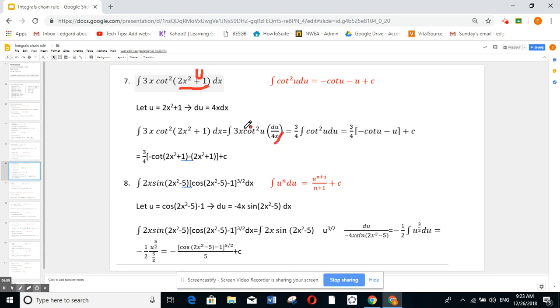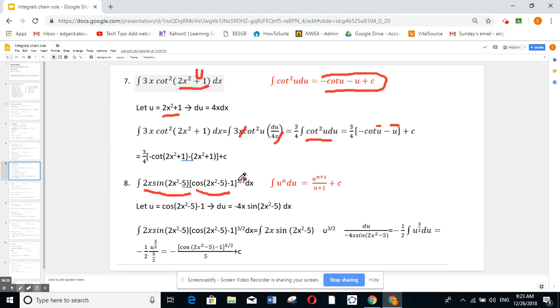x and x, as you can see, are always canceling. 3 over 4 cotangent square u du, and the formula says it's minus cotangent u minus u. I just write it as it is, and I replace u by its value, which is 2x squared plus 1. Here I have this expression, then I have power 3 over 2. So directly my hand goes to that one.